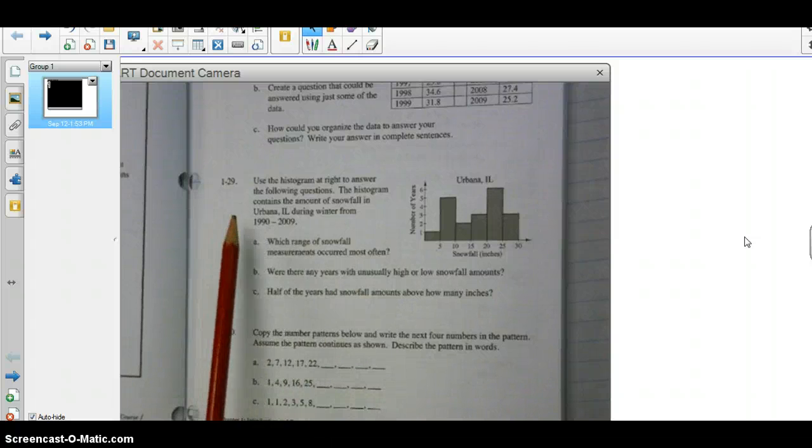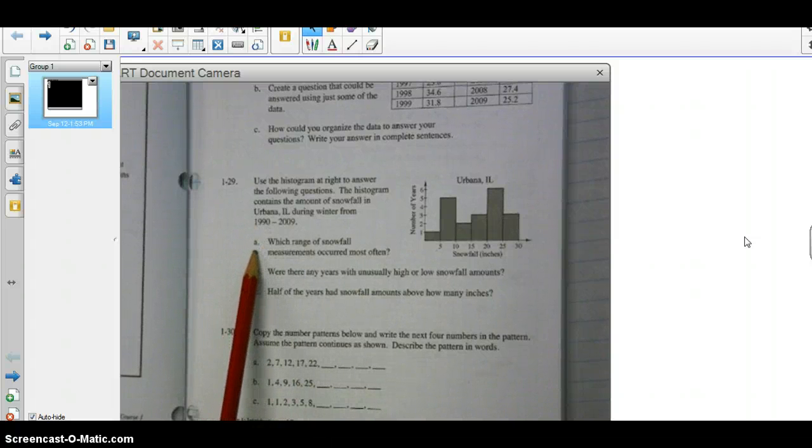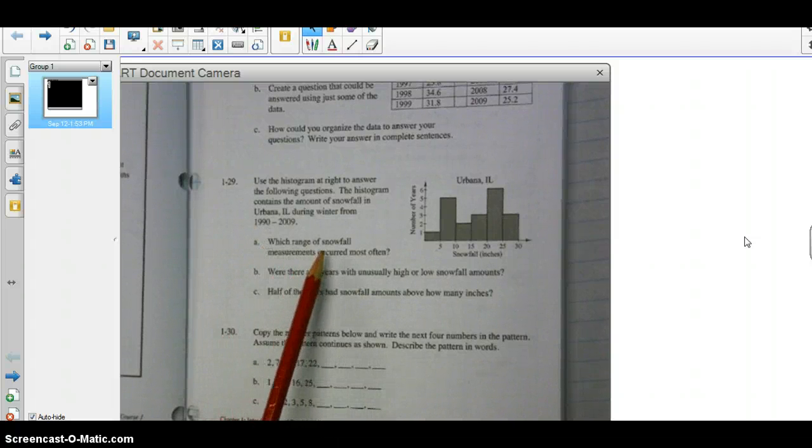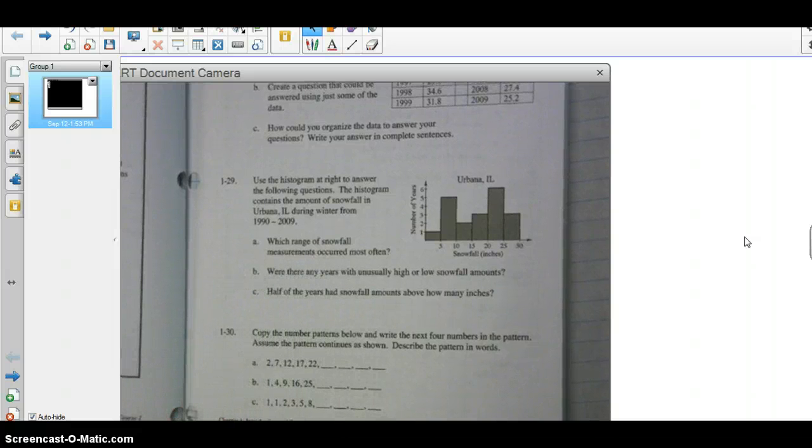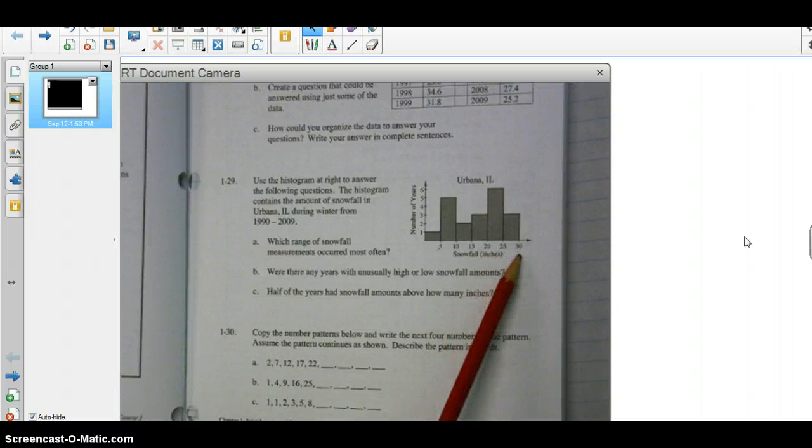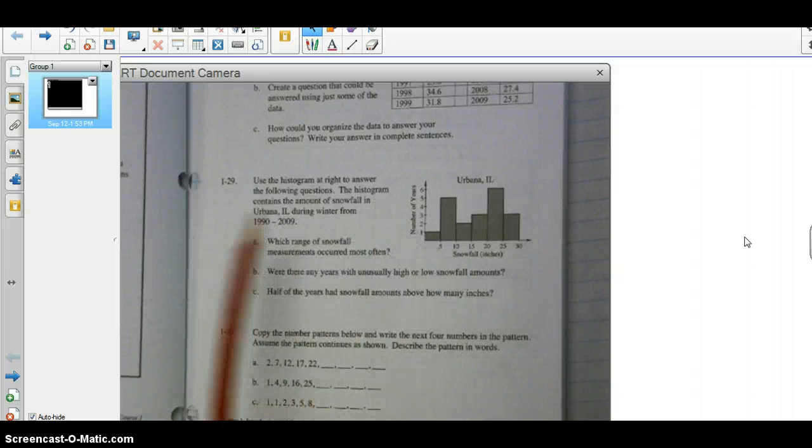So it's asking you for A. It says, which range of snowfall measurements occur most often, okay? So is it between 0 and 5, 5 and 10, 10 and 15, 15 and 20, 20 to 25, or 25 to 30? Which range of snowfall measurements occurred most often?